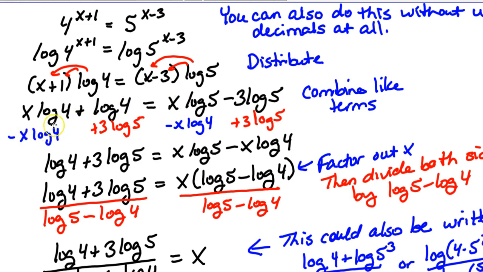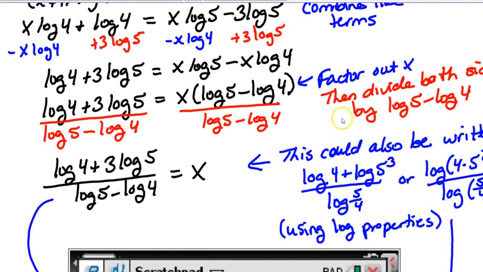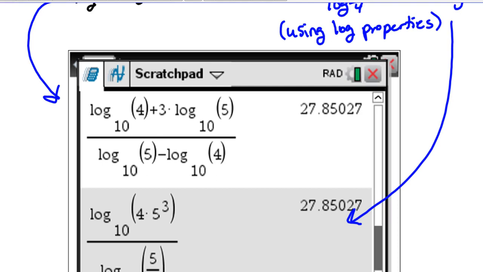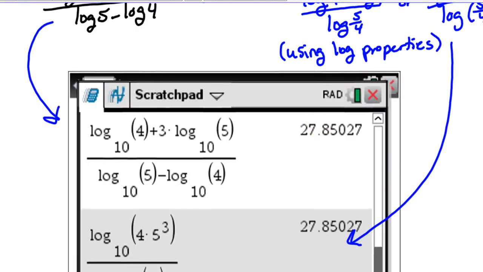Now I'm going to get anything with an x in it on one side of the equation and anything without an x on it on the other side. So I'm going to subtract x log 4 from both sides of the equation, and I'm going to add 3 log 5 to both sides of the equation. So the left side ends up as log 4 plus 3 log 5, and the other side ends up as x log 5 minus x log 4. Then I'm going to factor out the x, and I end up with x times this quantity equal to this quantity. So I now am going to divide both sides by log 5 minus log 4 to get the x by itself. So I end up with log 4 plus 3 log 5 divided by log 5 minus log 4. I enter the whole thing into the calculator, and I get the same answer.